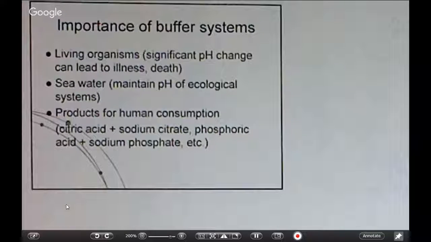All right. So that's about it for buffers. Like we use them, like blood is a big one, obviously, keeping balance there. Seawater, ecological systems, food, etc. Okay. Any questions about buffers?